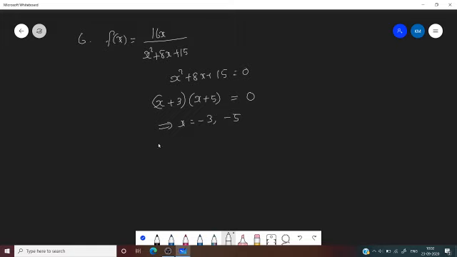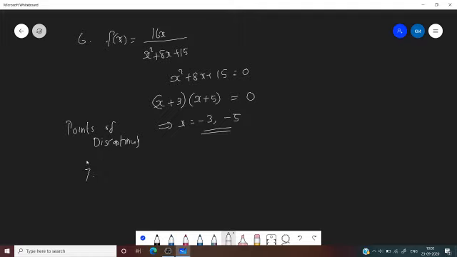Then these are the points of discontinuity: x equal to negative 3 and x equal to negative 5.